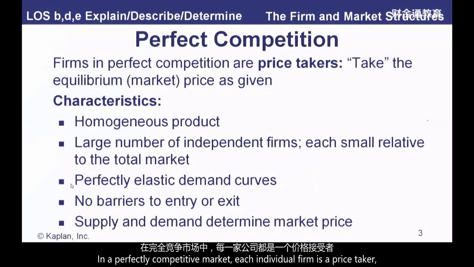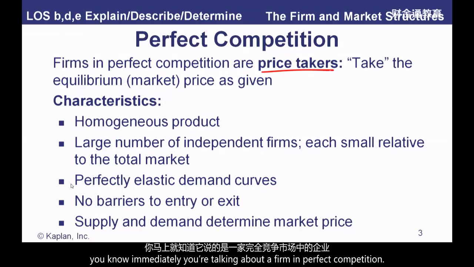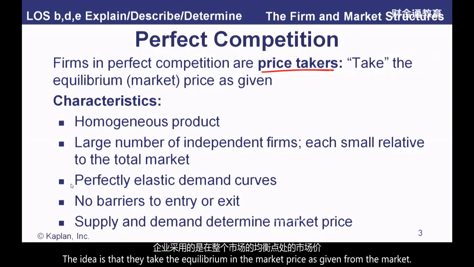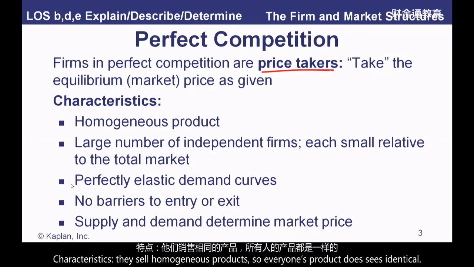In a perfectly competitive market, each individual firm is a price taker. That should become an alarm bell for you in the exam. If any question mentions price takers, you know immediately you are talking about a firm in perfect competition. The idea is they take the equilibrium market price as a given from the market and sell as much as they like at that given price. Characteristics: they sell a homogeneous product. So everyone's product, as I say, is identical.